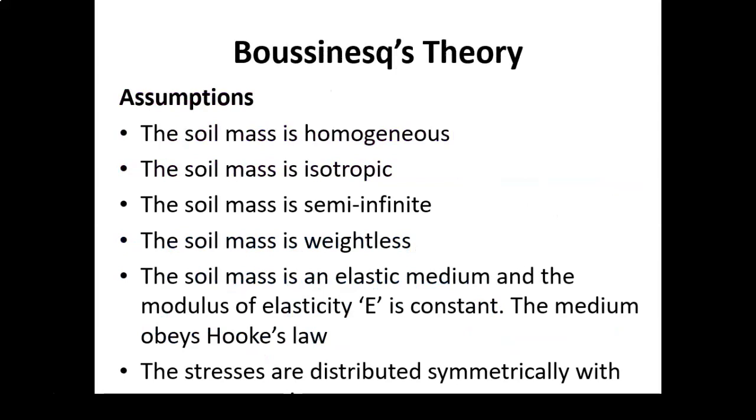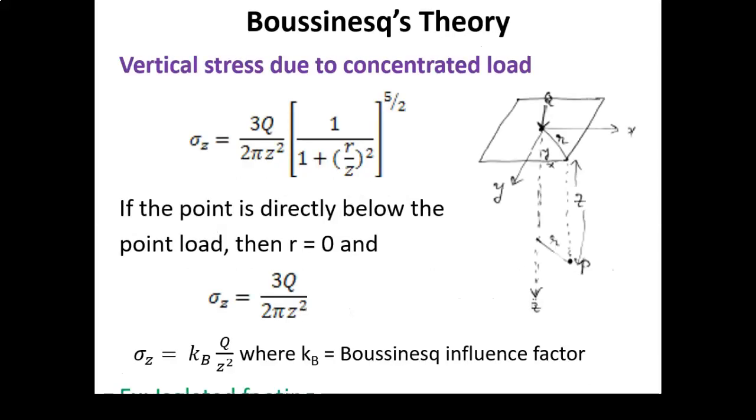For any theory, there will be some assumptions, to simplify the solution by reducing the unknowns. The assumptions in this method are: the soil is homogeneous, isotropic, semi-infinite, weightless, and an elastic medium where the modulus of elasticity is constant. In this method, equations are given for 4 types of loading, that is point load, uniformly loaded circular area, line load and strip load.